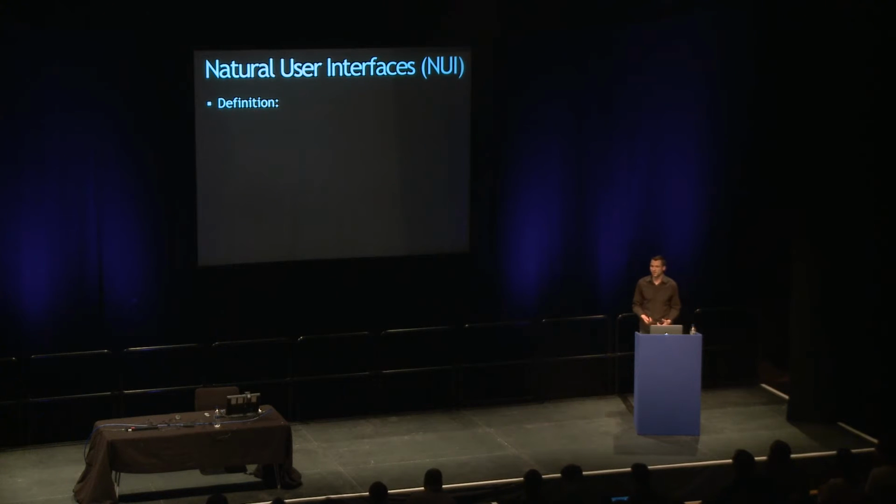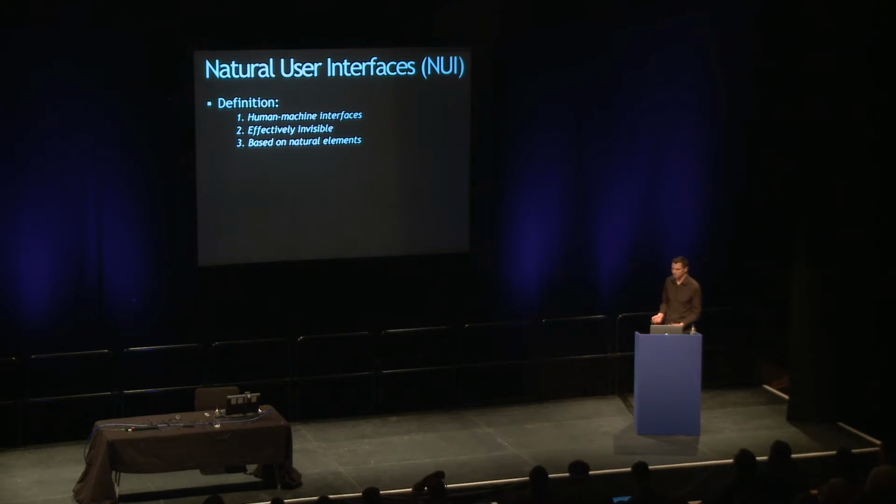So a definition of natural user interfaces is actually quite hard to come by. I've looked on loads of different places, but they all seem to be really long or really contentious. But for the purposes of this talk, I'm going to be talking about the main points being that they're human-machine interfaces, that they're effectively invisible or become invisible on subsequent uses, and are based on natural elements. So an example would be your iPhone, which is a NUI device, but the actual natural user interface itself is iOS on it and the touch controls.